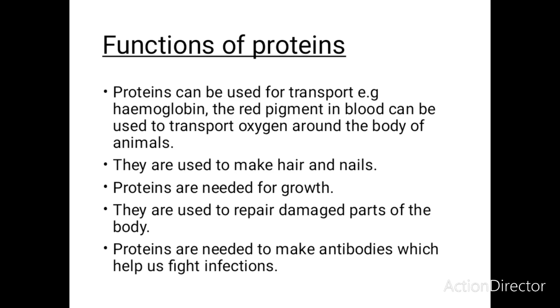So in general, proteins are essential for healing. Proteins are also needed to make antibodies which help us fight infections such as bacterial infections and viral infections.